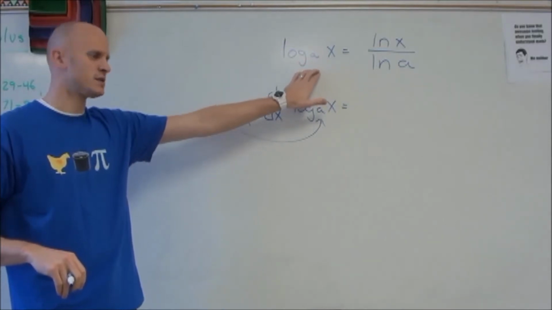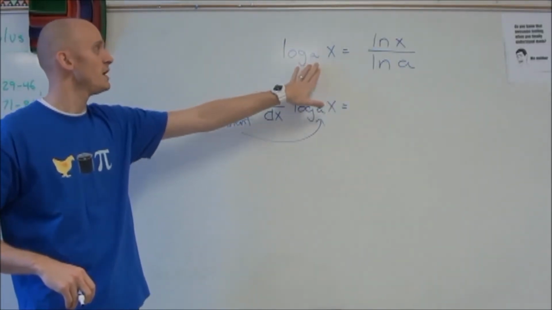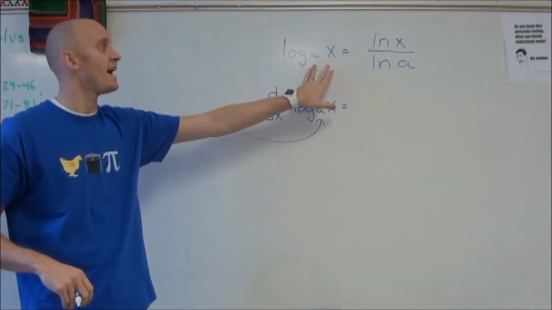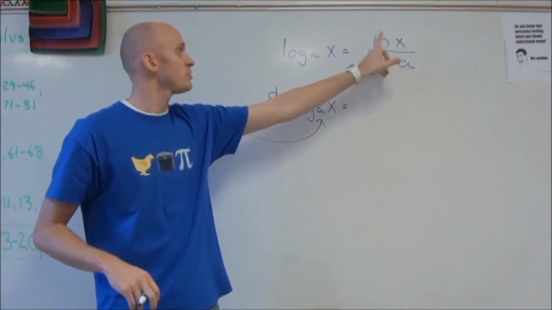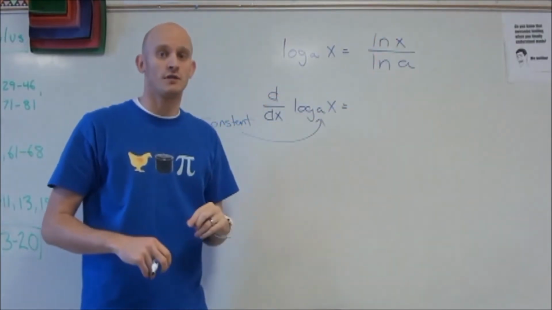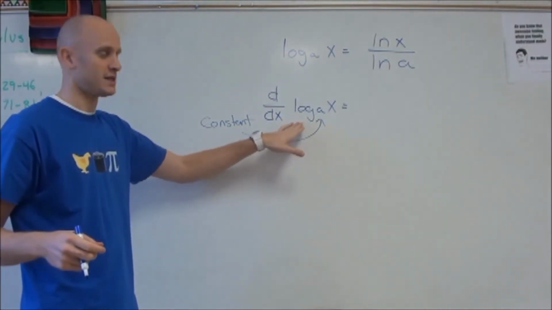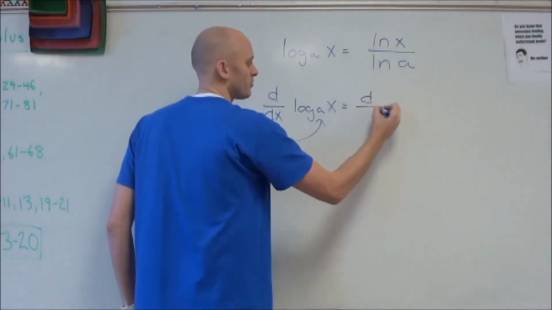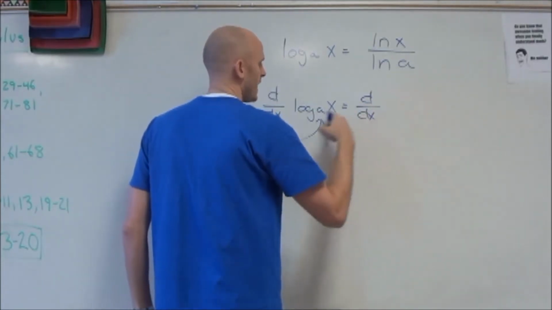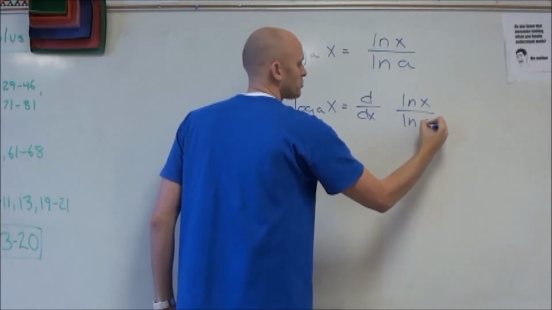Something else that we're going to assume when I show you how we can differentiate this is that we know that the log of x base a is equal to, using a change of base formula, the natural log of x divided by the natural log of a. That will come into play here in just a second. So I'm going to rewrite this logarithm with our change of base formula. So it's still going to be the derivative with respect to x of the natural log of x over the natural log of a.